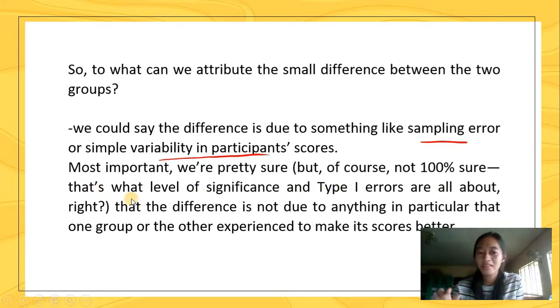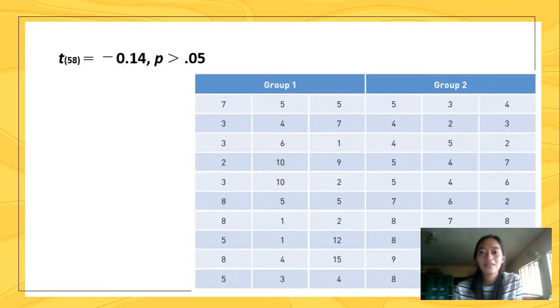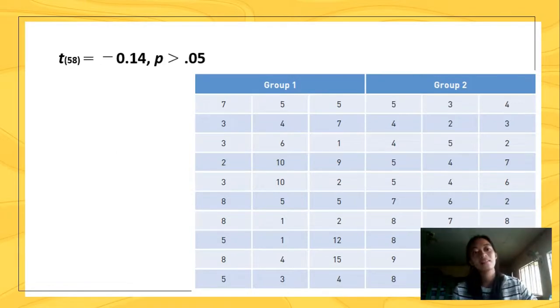So at a very small level, there is a chance that we are wrong, but a very very small level. So the difference is not due to anything in particular that one group or the other experienced to make its scores better. For example, our test of different strategies for memorizing daily tasks for people who suffer from Alzheimer's. In that example.